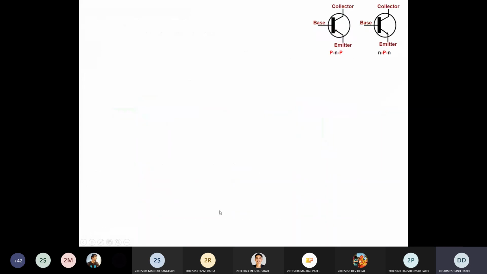Now, what is the symbol of both these transistors? This is the symbol of the PNP transistor. The arrow indicates the direction of its majority charge carriers, and this is the NPN transistor. One terminal is called the collector, one terminal is called the emitter, and another terminal is called the base. The middle layer terminal is called the base, and the opposite terminals are called the collector and emitter in both PNP and NPN type transistors.